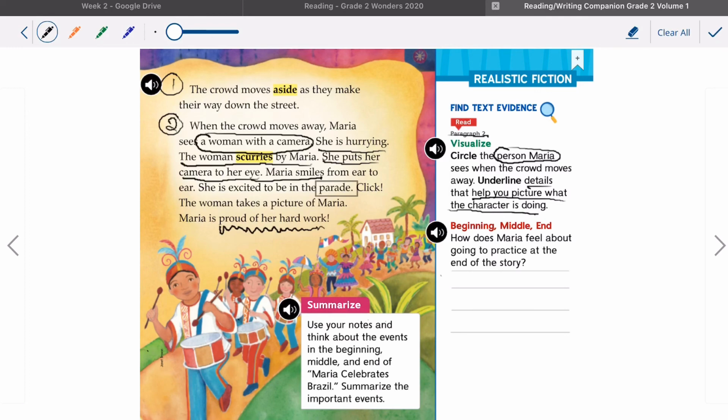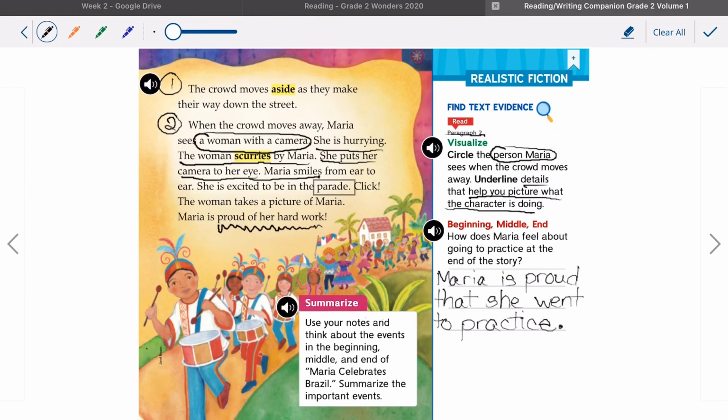So I could say Maria. I want to start with she, but it's important to restate her name. Maria is proud that she went to practice. She feels good about, oops, I almost forgot my end mark. She feels good that she spent the time going to practice.